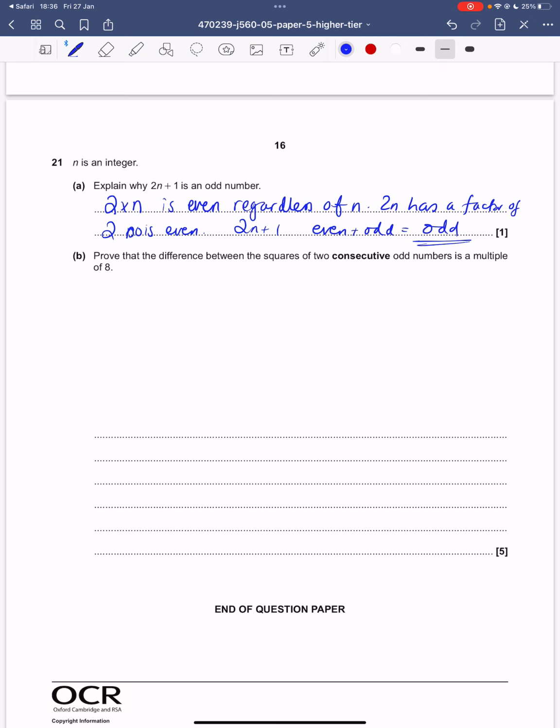Prove that the difference between the squares of two consecutive odd numbers is a multiple of 8. Right, so two consecutive odd numbers. So 2n plus 1 is an odd number. Consecutive means the next odd number, so I'm going to say 2n plus 3, because the next number along would be 2n plus 2, which would be even. So it's 2n plus 3.